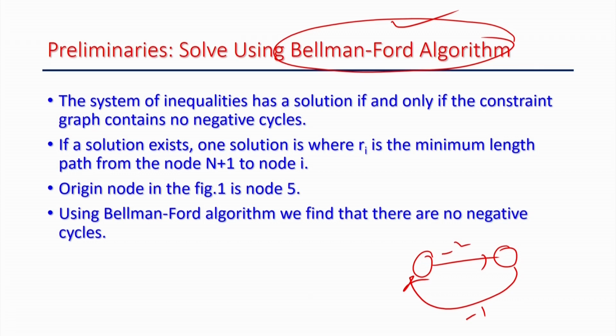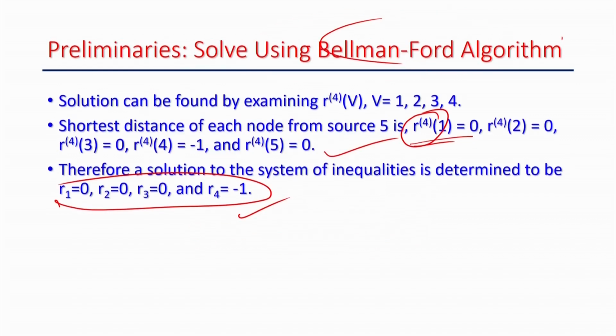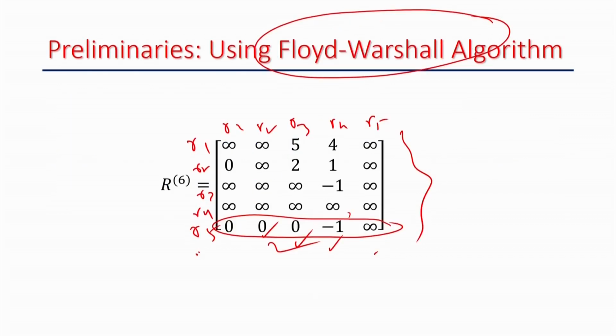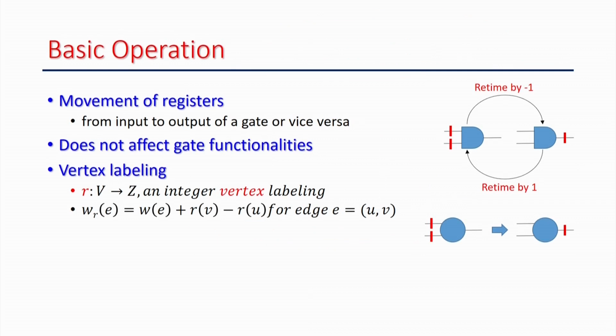So, using the Bellman-Ford algorithm we can also find out whether there is a negative weight cycle in the graph or not. If there is none, then we can solve the problems. So, this is how we can solve the inequalities, and we are going to use this in retiming. We will come to the discussion on that. Now we will talk about how to automate this retiming process.